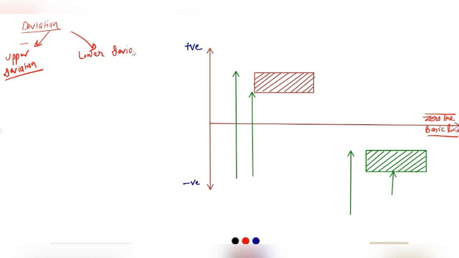What is upper deviation? This is the difference between the maximum limit of the size and the basic size. In this case, this is the maximum limit, and the difference between the maximum limit and the basic line gives the upper deviation. So let's write this: this is the upper deviation.